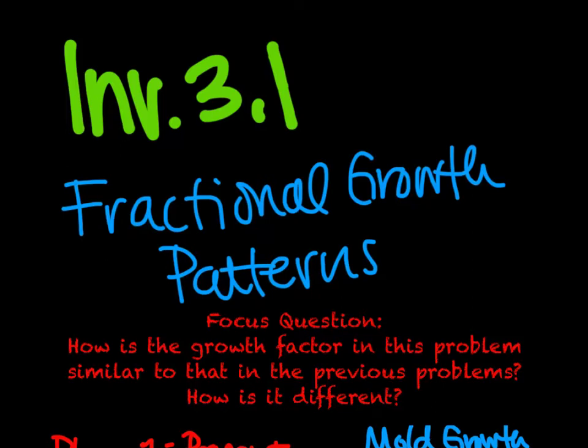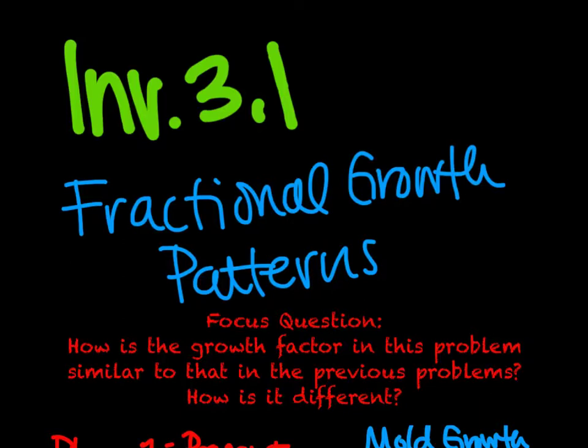Welcome to Investigation 1.3. This is fractional growth patterns. In this, we are going to be looking at situations where our growth pattern is not doubling or tripling or quadrupling. Instead, we might see a growth of like 1.5 each time. So instead of it being 100 to 200, it'll be 100 to 150, and 150 to 225 or something like that.